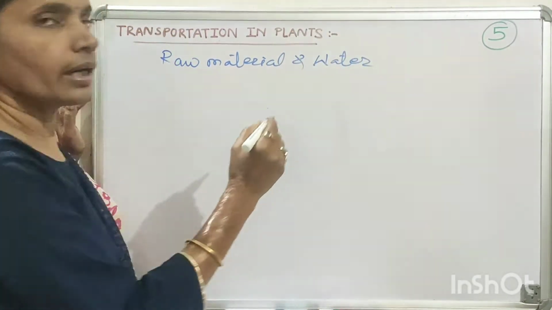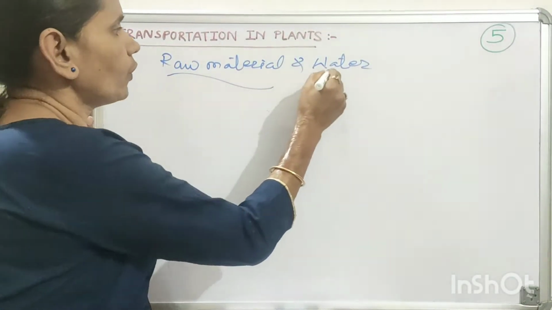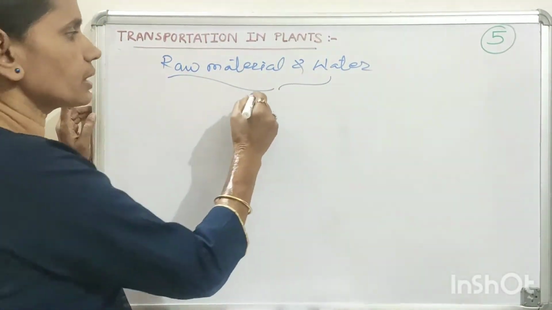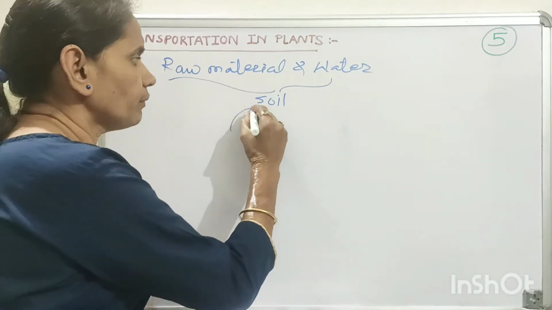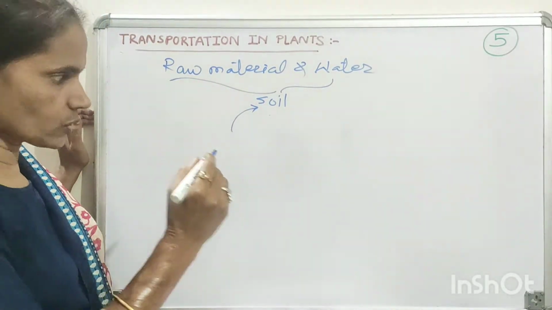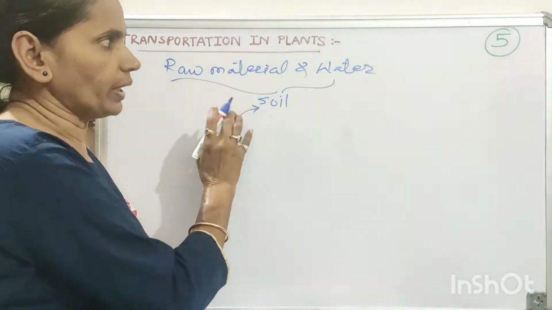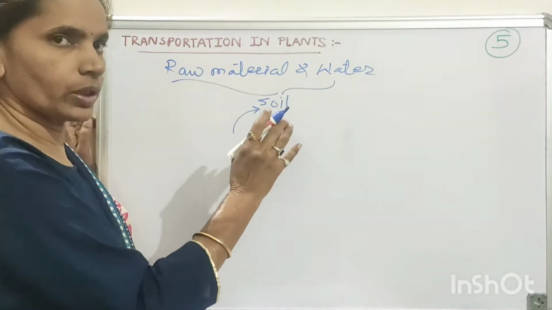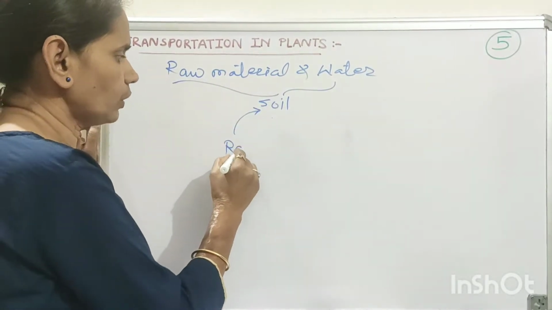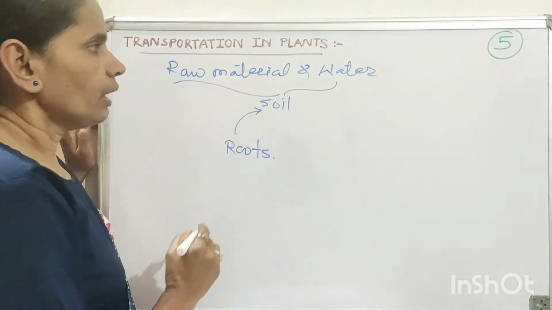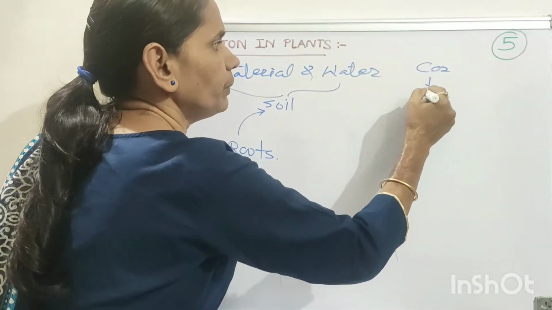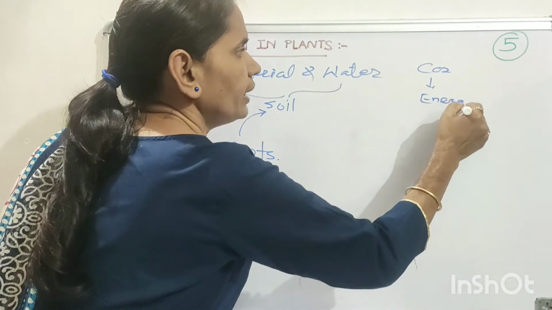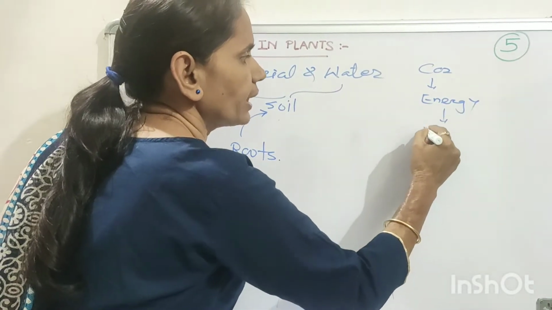Now the richest and the nearest source for these two things is the soil. Obviously the plant part which is in closest contact with this soil will absorb these raw materials and water from the soil. So this plant part is the roots. So on one side the carbon dioxide is taken up and energy is generated in the photosynthetic organs, that is the leaf.